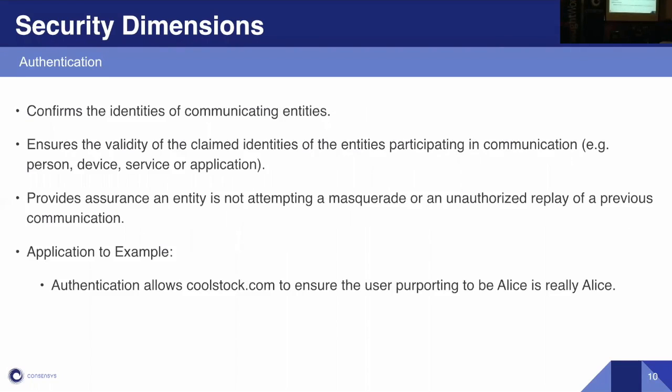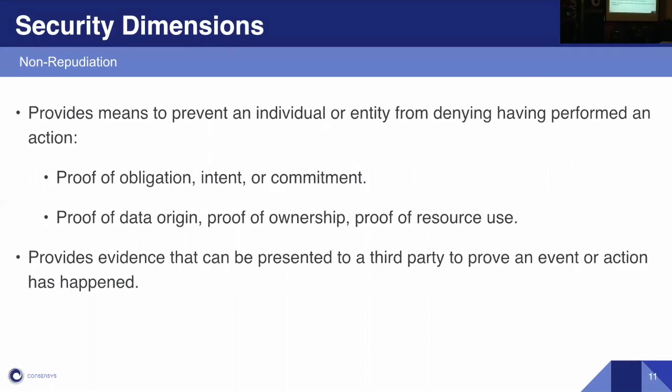Yeah, well, how it comes together is, you want to know that you're really looking at coolstock.com and not some malicious website. So it has to authenticate to you. But then before you get to log in and trade as if you're Alice, you've got to authenticate that you really are Alice. So you've got to authenticate to the server, but then the server needs to authenticate to you. So you've got mutual authentication happening.